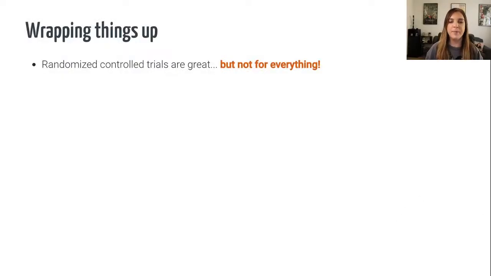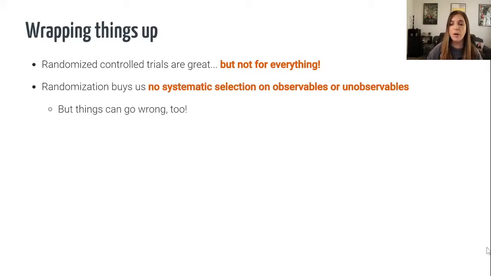Now finally, wrapping things up. Hopefully some of the takeaways from this class is that randomized controlled trials are actually great. Remember that by design, we buy the independence assumption, basically. But they're not great for everything. There are a lot of limitations. But we do get no systematic selection on observables or unobservables, which is the main advantage that RCTs have over other identification strategies. But things can also go wrong.